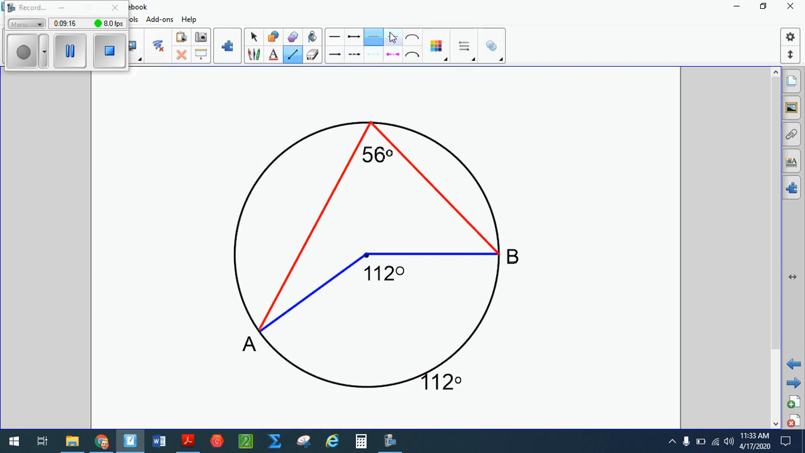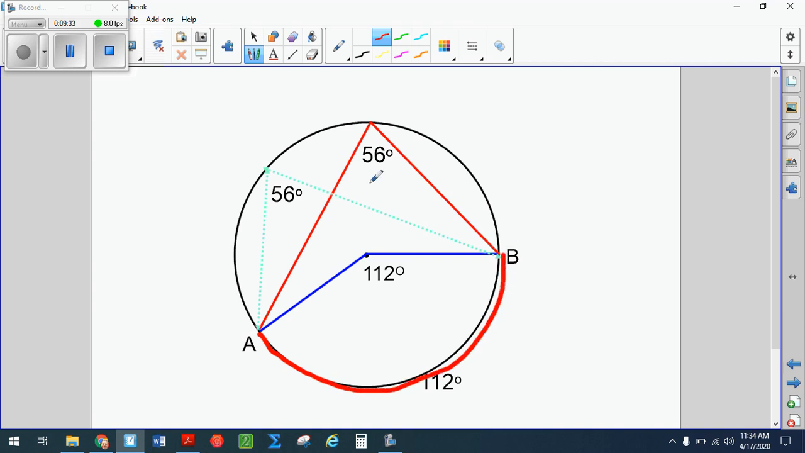If I drew another one, that's also 56 degrees because it intercepts the same arc. This arc is still being intercepted. So this arc AB is still 112 degrees, which means both of these inscribed angles are half, which would be 56 degrees.